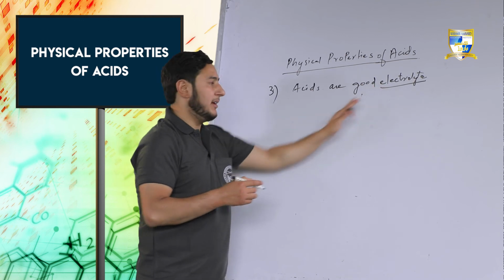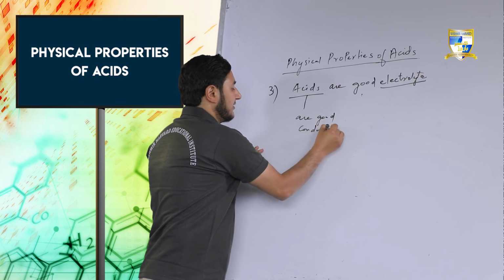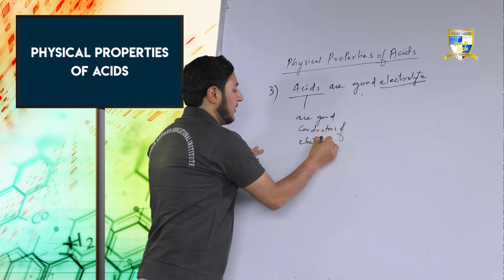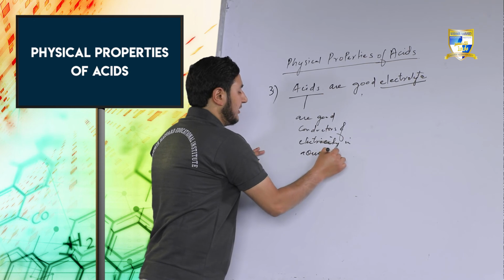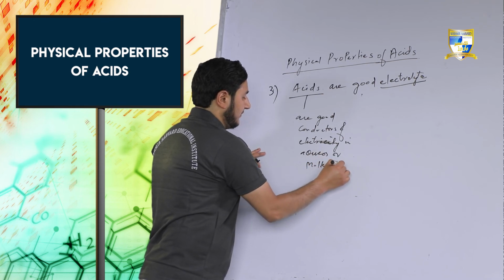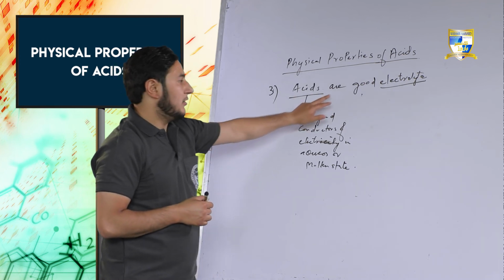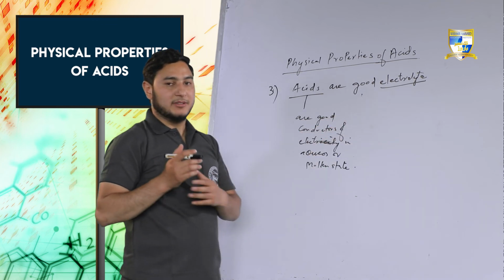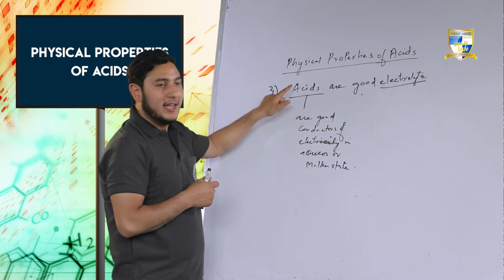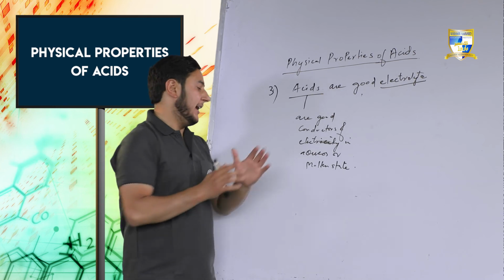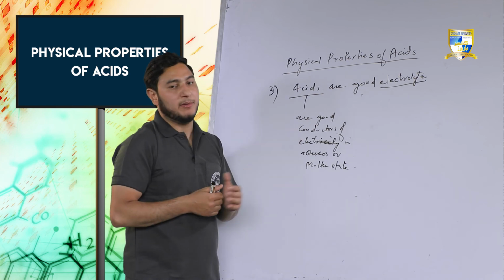By saying this statement, we mean that acids are actually good conductors of electricity in aqueous or in molten state. I am repeating the third point. Acids are good electrolytes. Now what are electrolytes? Electrolytes are the substances that conduct electricity in aqueous or molten state. That means if electricity is passed through them, they are good conductors.